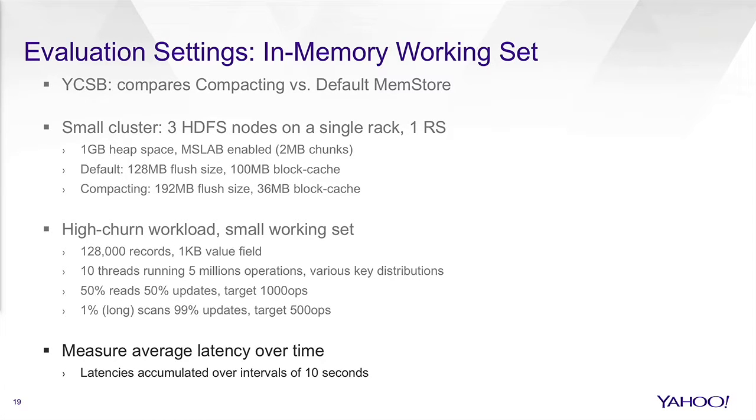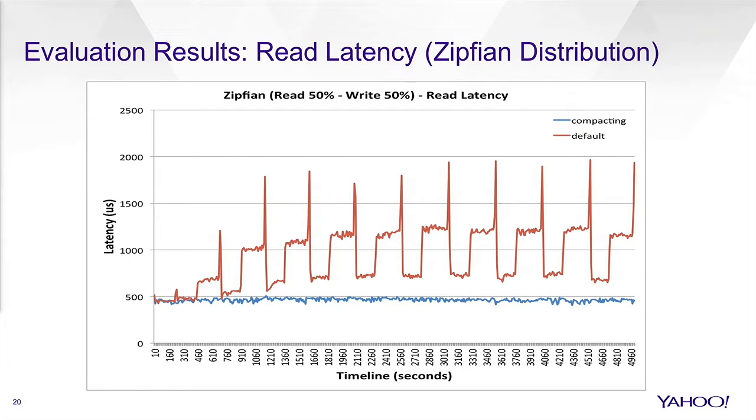So let's continue to the graph. What you see here, the blue one is compacting, the red one is default. Here you see the latency of read operations. The general workload is 50% read, 50% write. And here is the timeline, the time progresses in that direction. Generally, the lower the better.